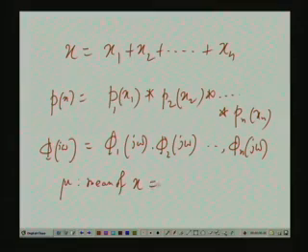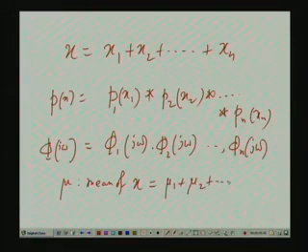x, obviously is equal to the mean of x 1 plus the mean of x 2 and then dot dot dot and then the mean of x n. So, this is nothing but mu 1 plus mu 2 plus dot dot dot mu n. So, if we know the mean of each of the random variables, we know what is the mean of x.